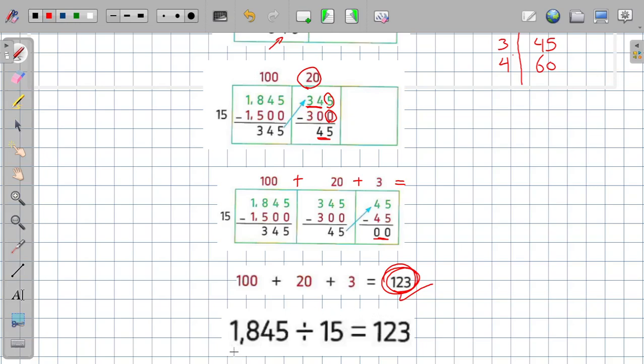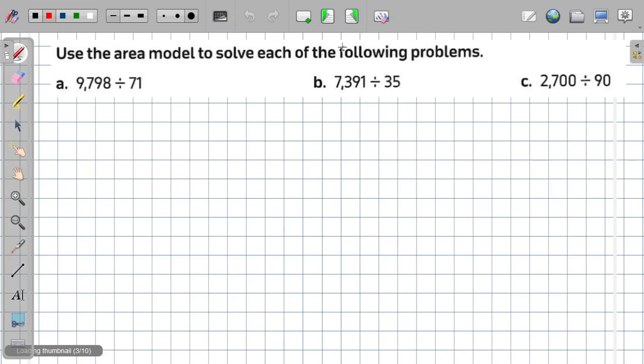So 1845 divided by 15 equals 123. Okay, so let's try to do one by ourselves. So the first one here I have 9,798. So let's draw our model first. So I have here a rectangle like this.